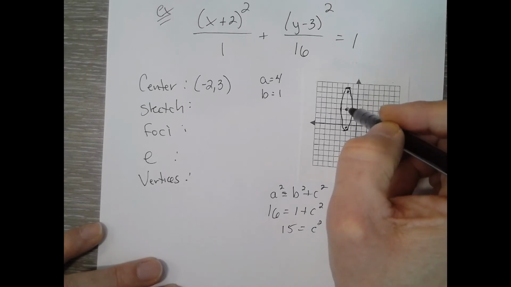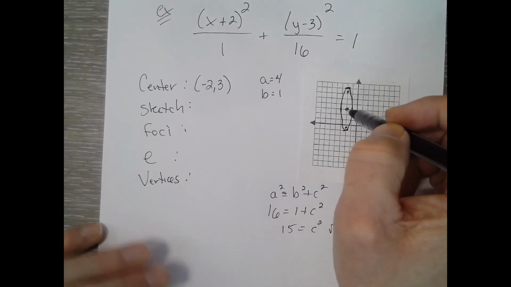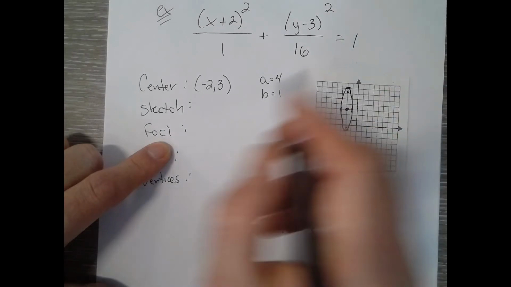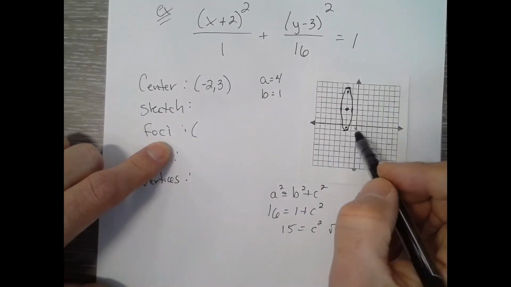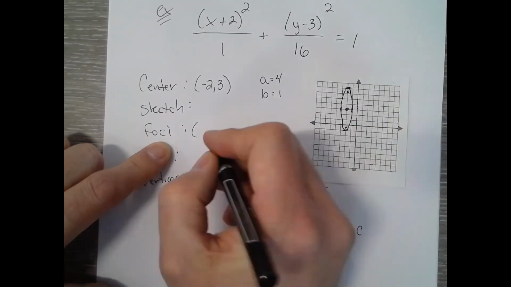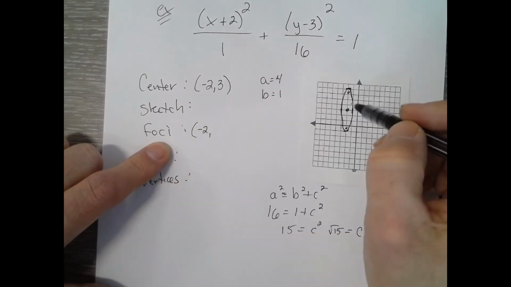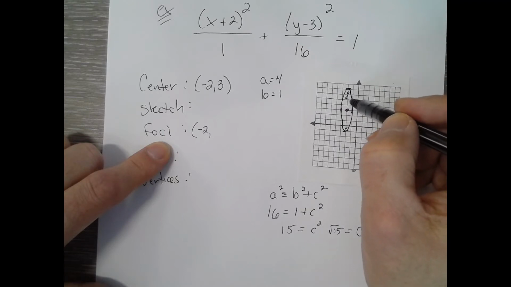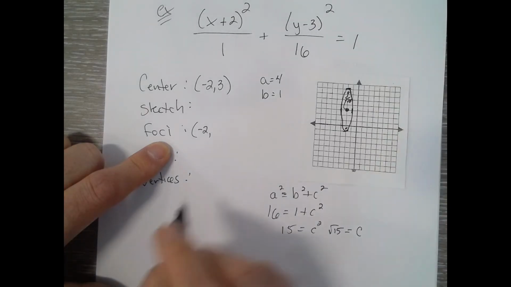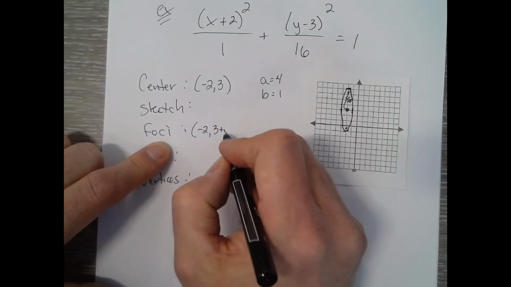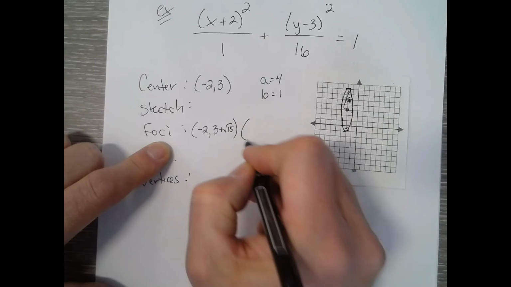The exact value for those foci, I would say, is -2, comma. And to get to here, I have to go from my center, which is at 3, and add the square root of 15. That's the square root of 15 right there. So it'd be 3 plus the square root of 15. That would be the exact answer.